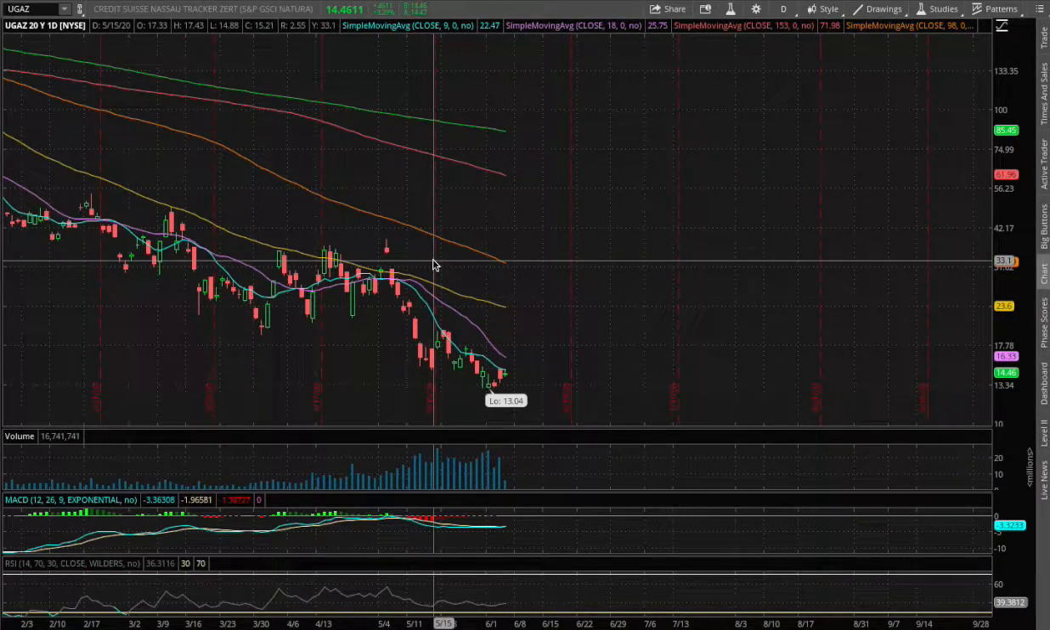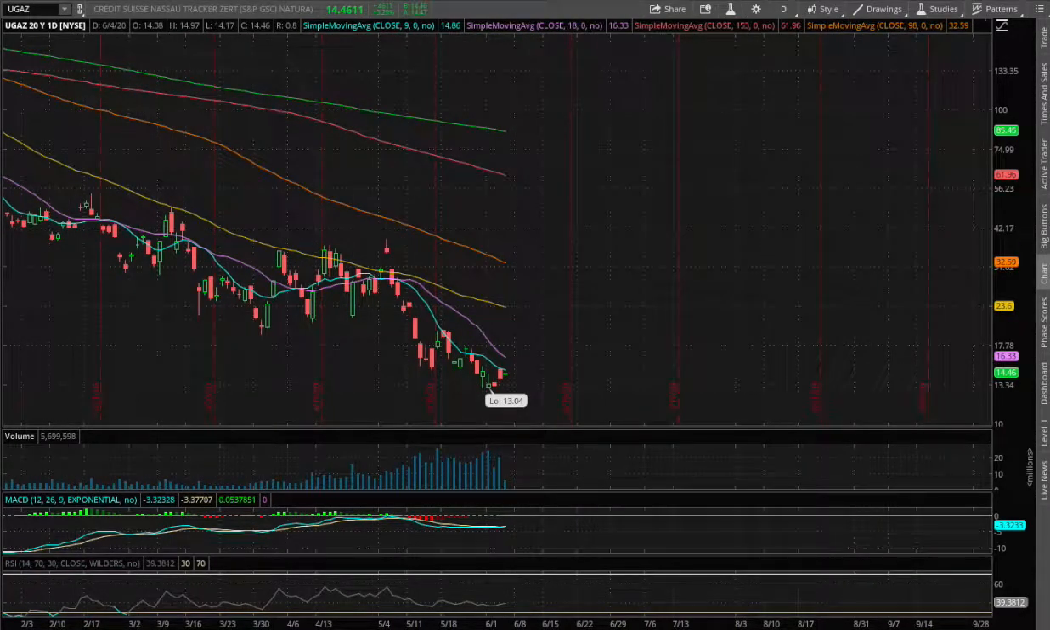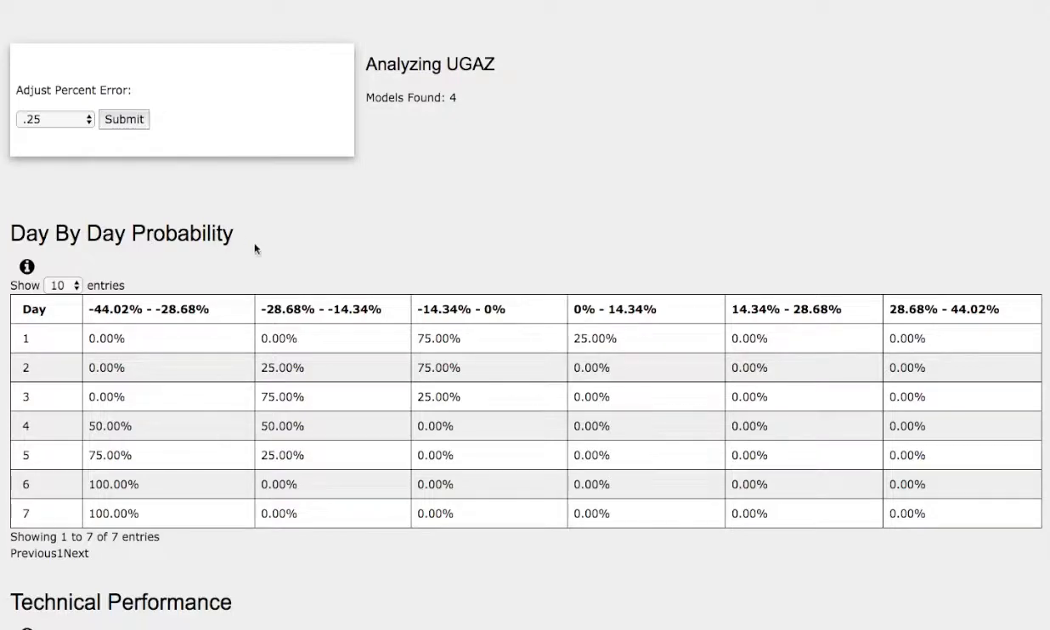Hello viewers, we'll be going over UGAZ and DGAZ. In this video, we'll be using the day-by-day probability model as our support and resistance gauges, and these models are based on past trends that are similar to the current trend, but not identical, so do keep that in mind.